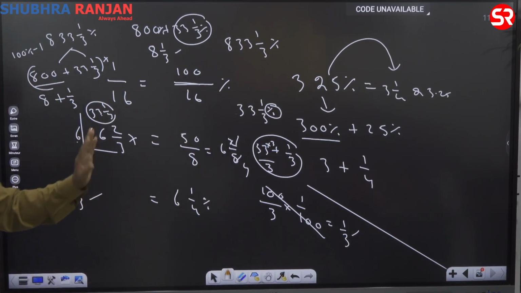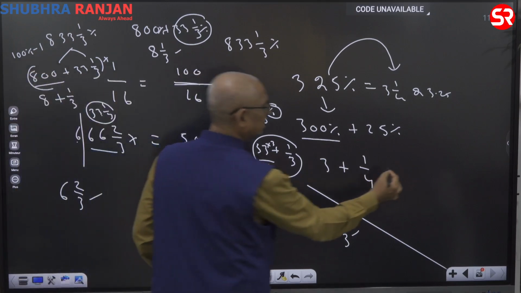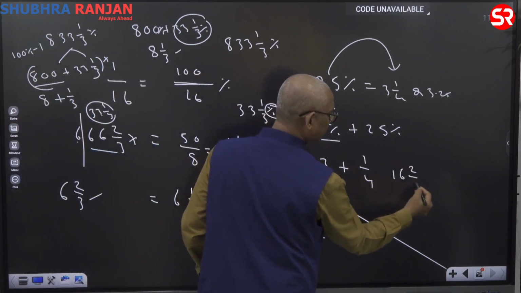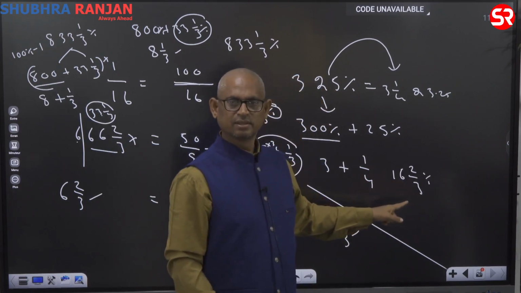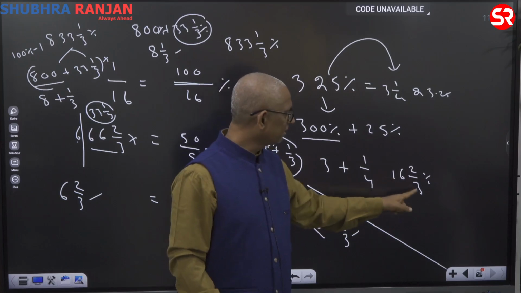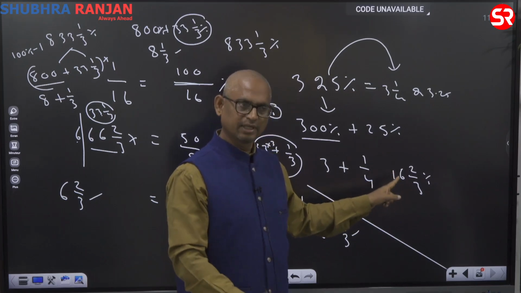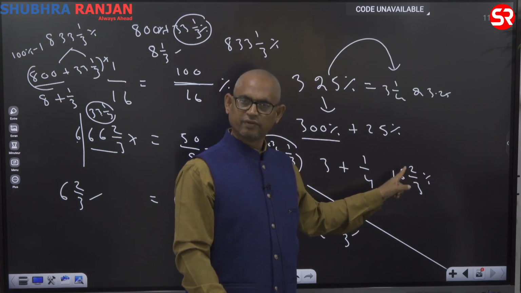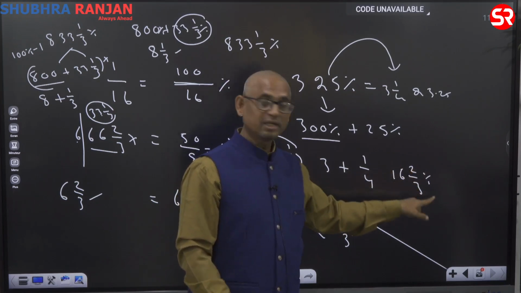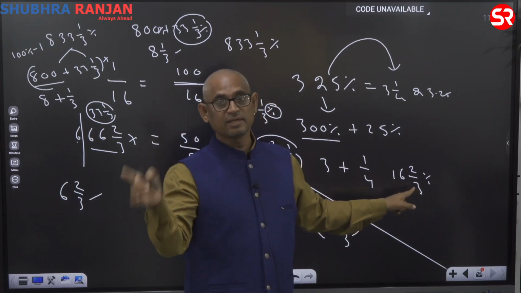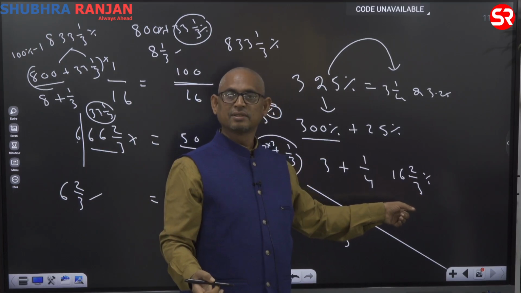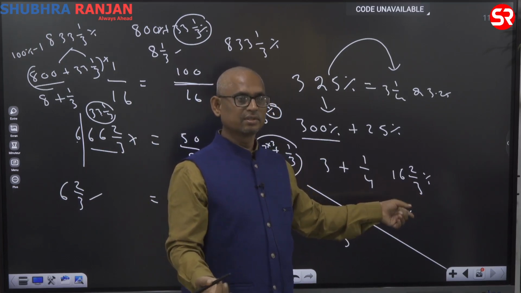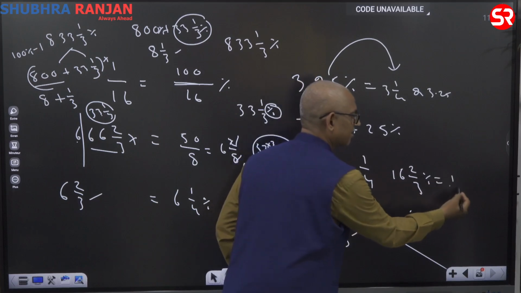Even 16 2/3% also. See, 16 2/3%. 16 times 3 is how much? Flow method: 3 times 6 are 18, 3 times 1 plus 1 is 4, so 48. 48 plus 2 is 50, 50/3. But in the denominator 100 is there. So 50/100 is again 1/2. So 3 into 2 is how much? 6. So directly you can write 1/6.